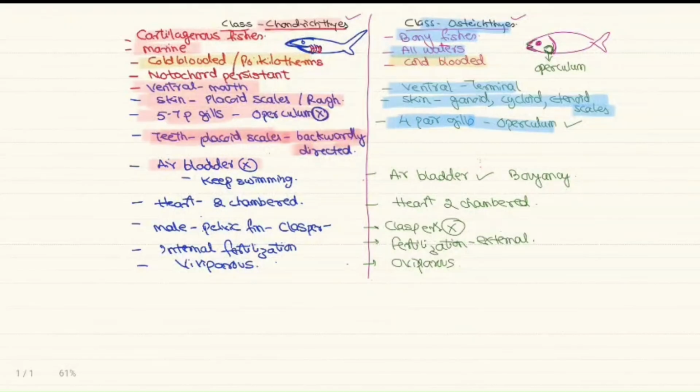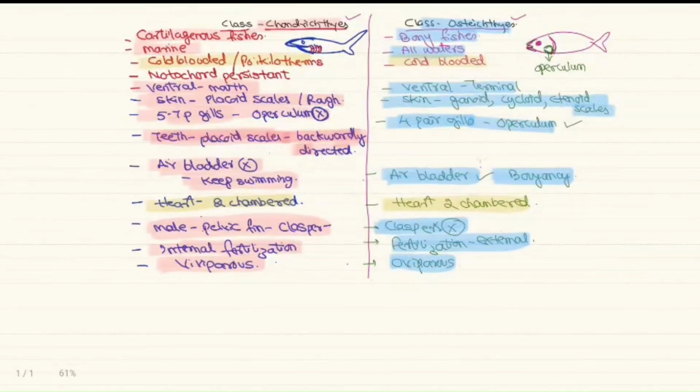The air bladder or the swim bladder is absent in the chondrichthyes, so they have to keep on swimming so as to prevent from the sinking. As air bladder is present in the osteichthyes, they can maintain the buoyancy and remain still in the water for some time. The common character, heart is two-chambered in both type of the fishes. The chondrichthyes has claspers. The male, they have the claspers which help in internal fertilization and they directly give birth to the young ones. Whereas claspers are absent in the case of bony fishes, so fertilization is external and these are egg-laying or oviparous in nature.